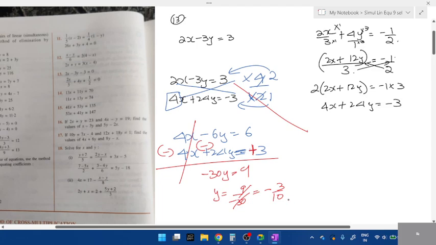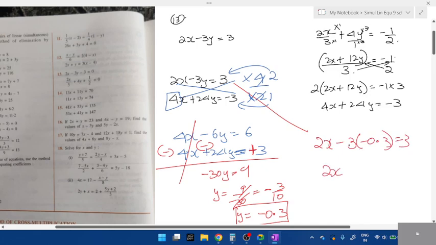See, all of you got minus 3 by 10. How do you convert into decimal, student? Convert into decimal. If you convert into decimal, it is easy to calculate. Look here, 2x minus 3 into minus 0.3 is equal to 3.